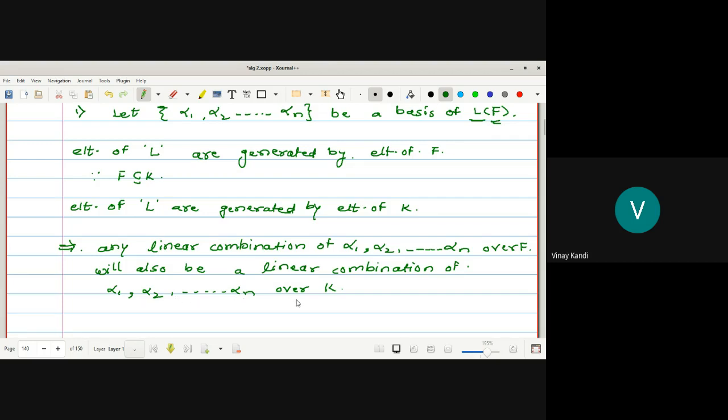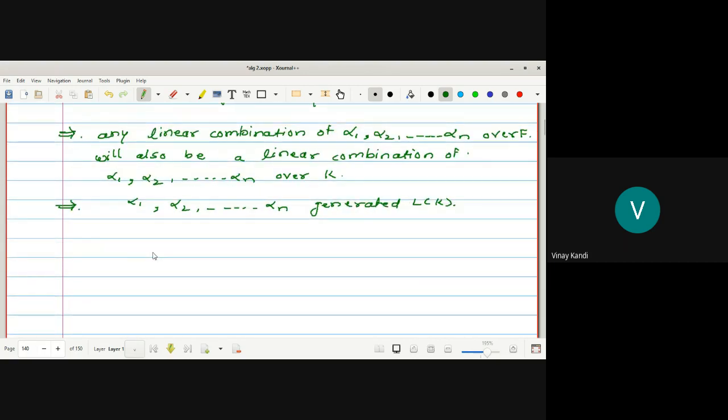So this implies alpha 1, alpha 2, up to so on alpha n generates what? L over K, the vector space L over K. Any doubt? What is the meaning of this sentence? Any element we can write in terms of alpha 1, alpha 2 up to alpha n with coefficients from F actually, but F is contained in K, so we can write the coefficients from K. Okay, any doubt?